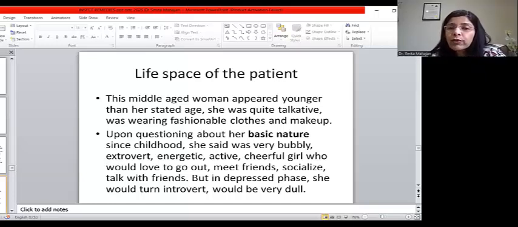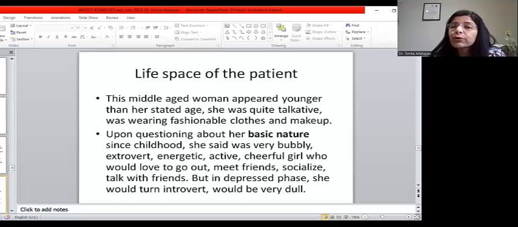The middle-aged woman appeared younger than her stated age. When you observed that lady, she looked quite younger than her stated age. She was quite loquacious, talkative. She was wearing fashionable clothes and makeup, and she was well dressed. And upon questioning about her basic nature since childhood, she said she was very bubbly, extrovert, energetic, active, a very cheerful girl.